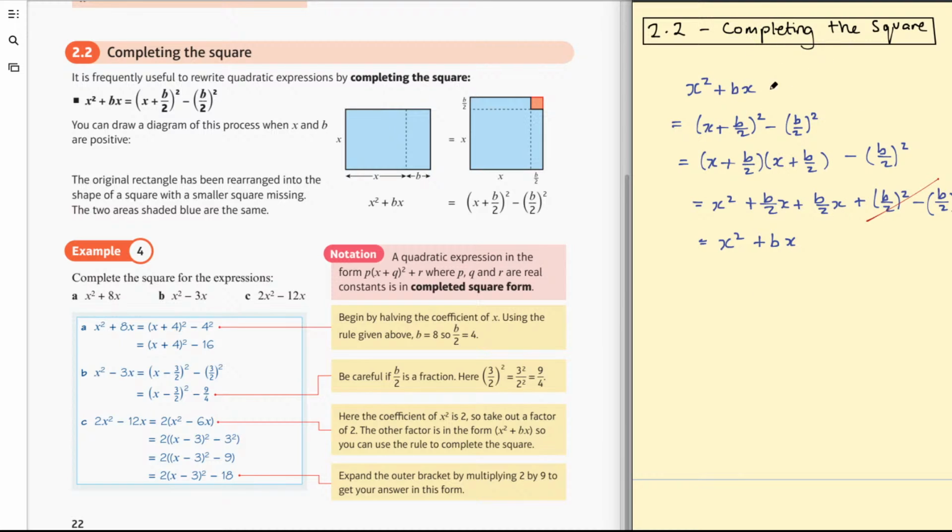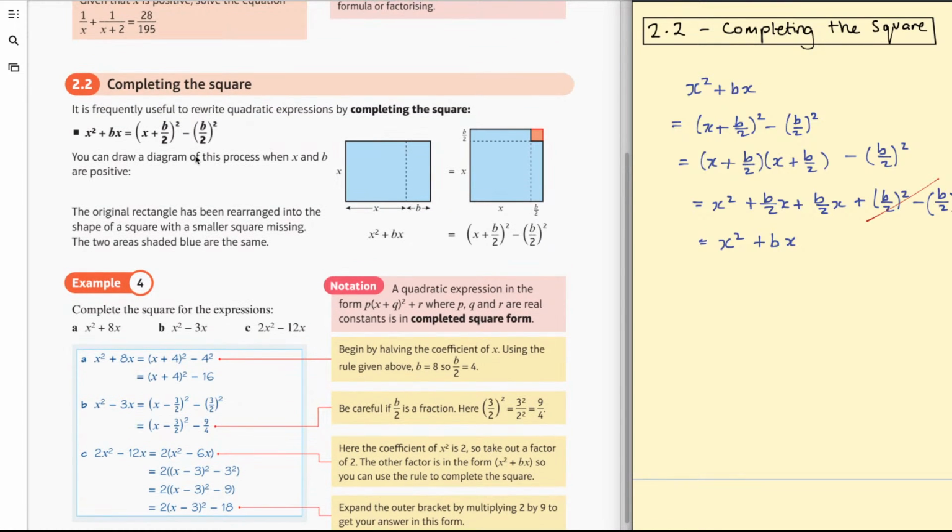But the main point is we can write x squared plus bx. Remember, these were the first two terms of our quadratic, x squared plus bx, b being the coefficient of x. We can change that into x plus b on 2, all squared, take b on 2, all squared. So these are our notes.